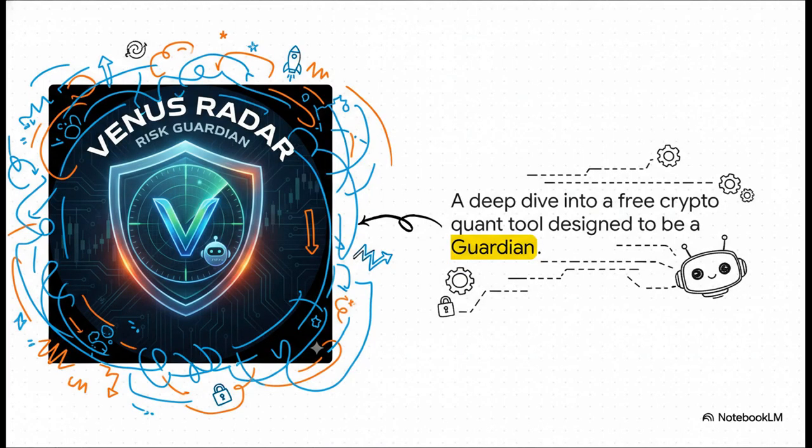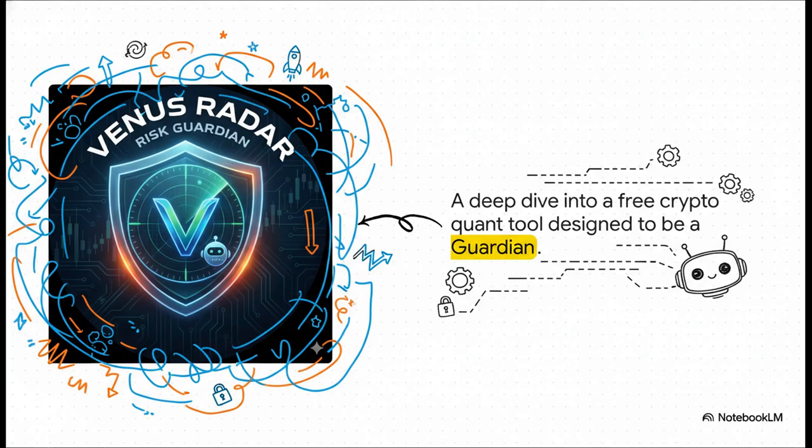So this is Venus Radar. It's a free, community-driven project that's basically an early warning system for crypto traders. Its whole reason for being is to act as a risk guardian, a system that's constantly watching the market for any sign of a crash. This is so traders, especially those using automated bots, can get their money to safety. But how does it actually do that?